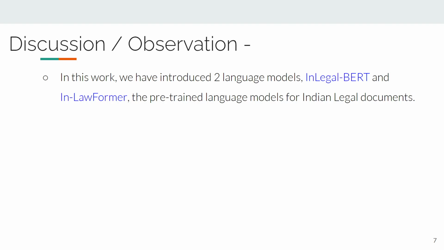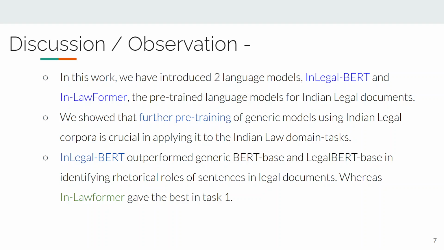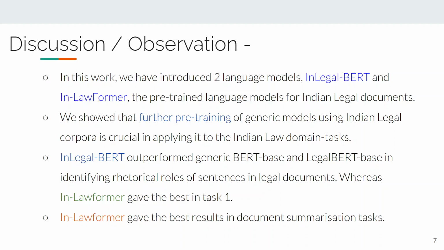Now we can see the discussion. In this work, we have introduced two language models, Indian LegalBERT and Indian LawFormer, the pre-trained language models for Indian legal documents. We showed that further pre-training of generic models using domain-specific corpora is crucial in applying them to Indian law domain-specific tasks. Similarly, the Indian LegalBERT outperformed the generic BERT and its baseline model from which it is trained in identifying rhetorical roles in task 1, whereas the Indian LawFormer gave the best results in the task 1 task. Also, the Indian LawFormer gave the best result in the document summarization task.